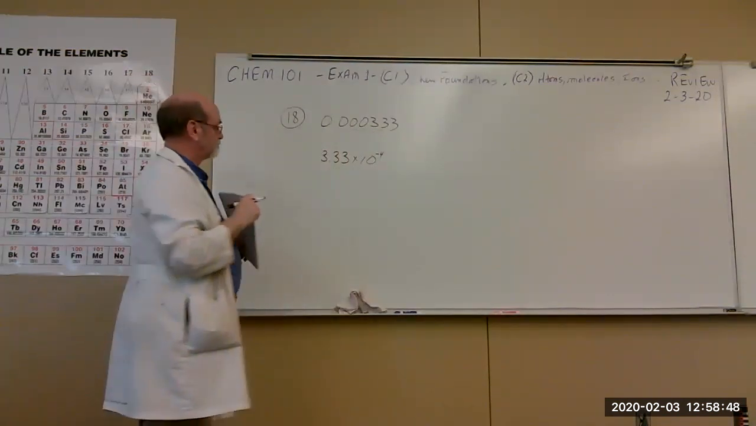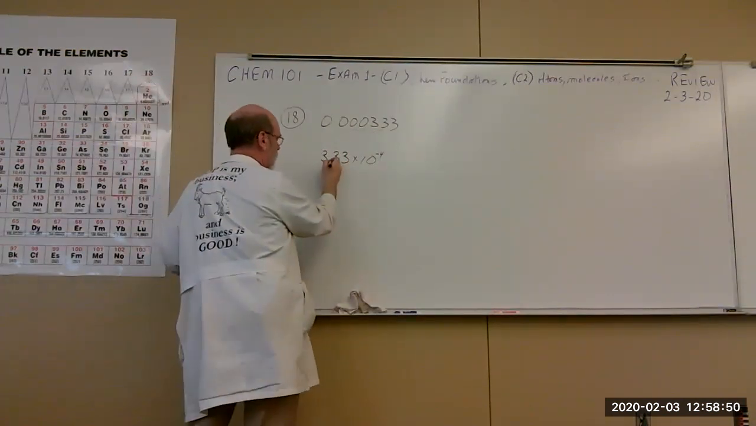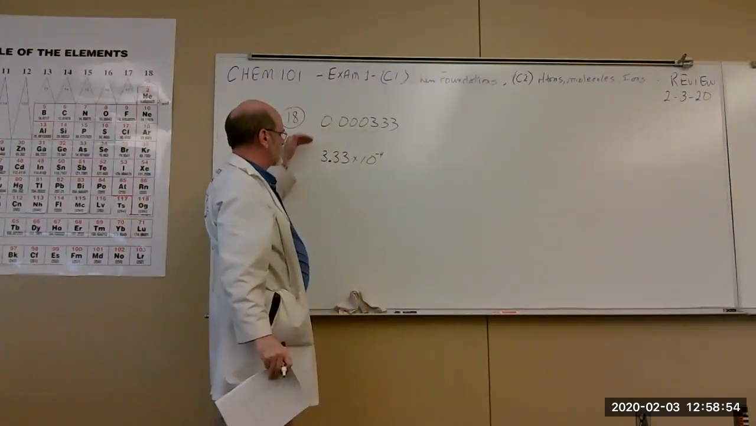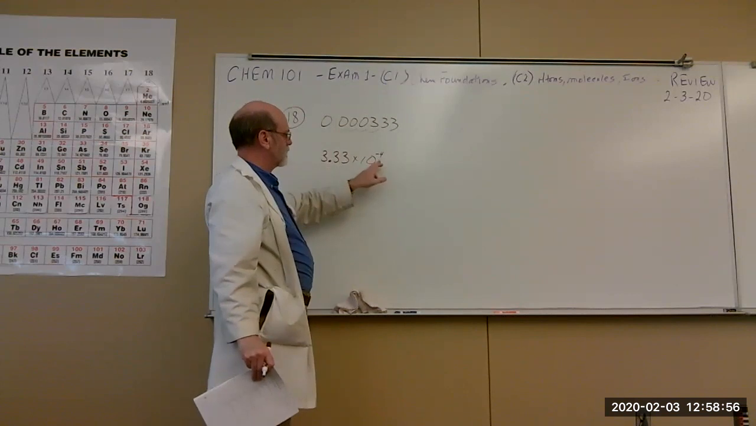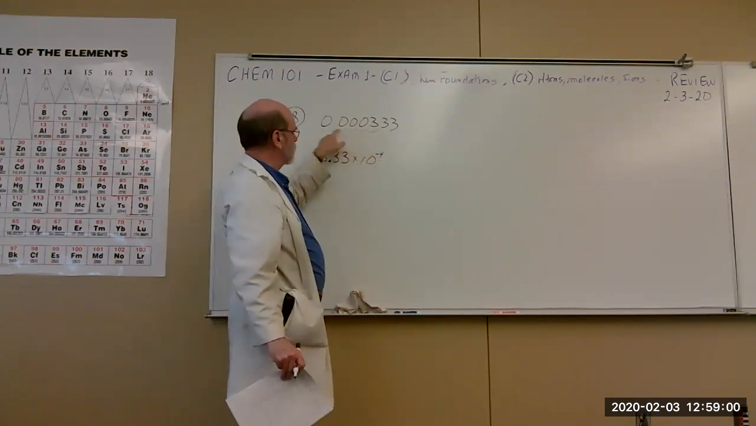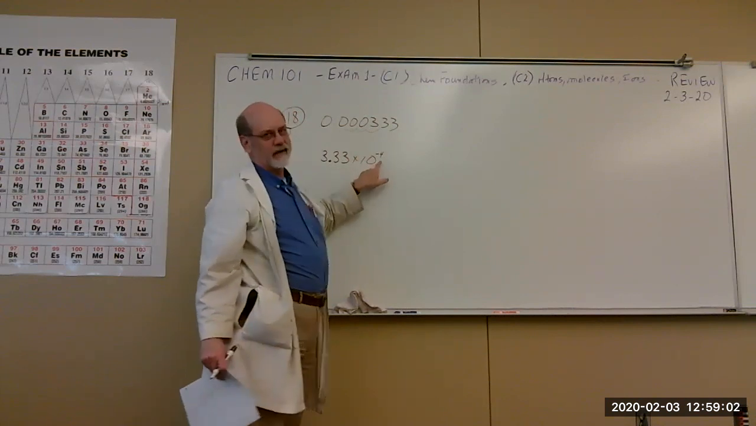Okay. So every time you go right, it's a negative, and left is positive. Right. If you're going from standard notation to scientific, move to the right, it's negative. And that makes sense, because this is a really small number, so that's got to be negative.